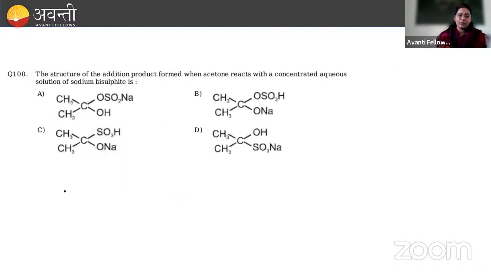The structure of the addition product formed when acetone reacts with a concentrated aqueous solution of sodium bisulfite. So this is a very simple problem.